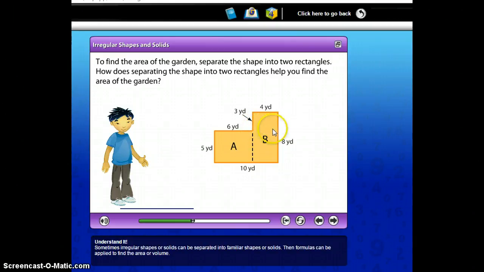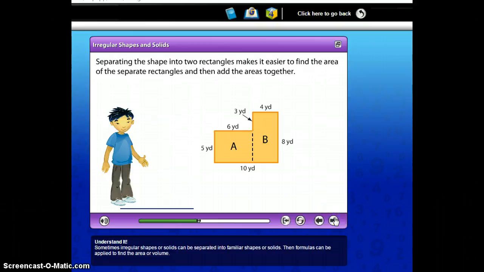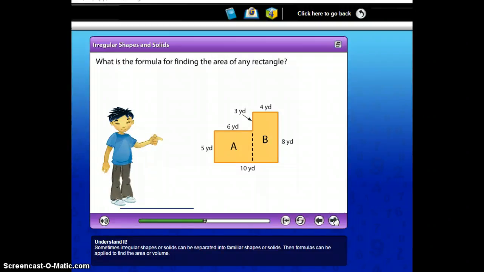If I divide it here, I know that this line must be 4 because this right here is 4. If I divide it here, I know that this line must be 5 because this line is 5. Either way, it does not matter. Separating the shape into two rectangles makes it easier to find the area of the separate rectangles and then add the areas together.